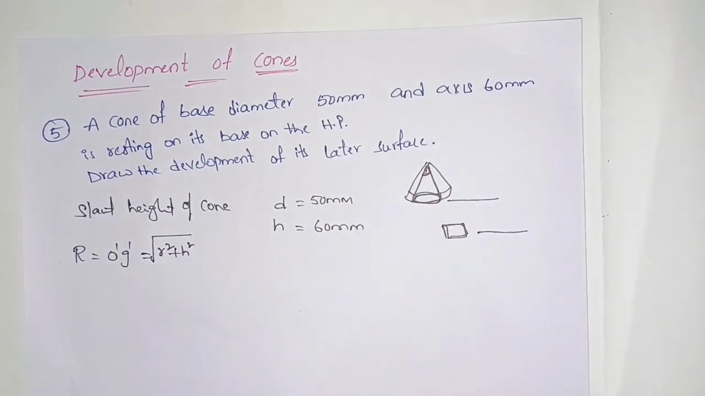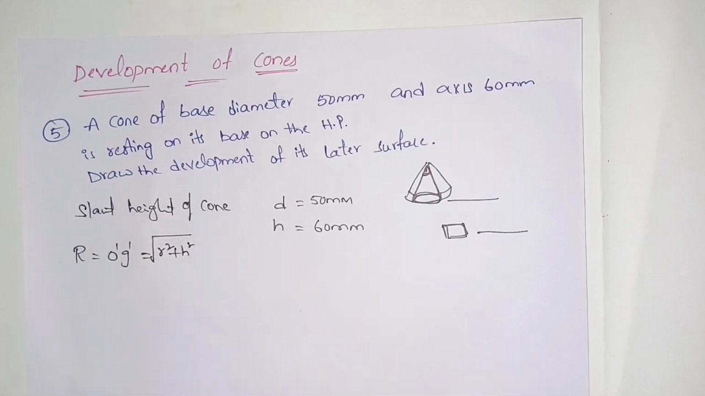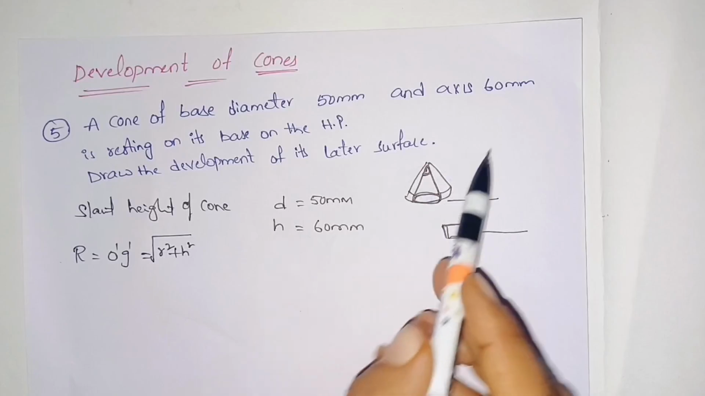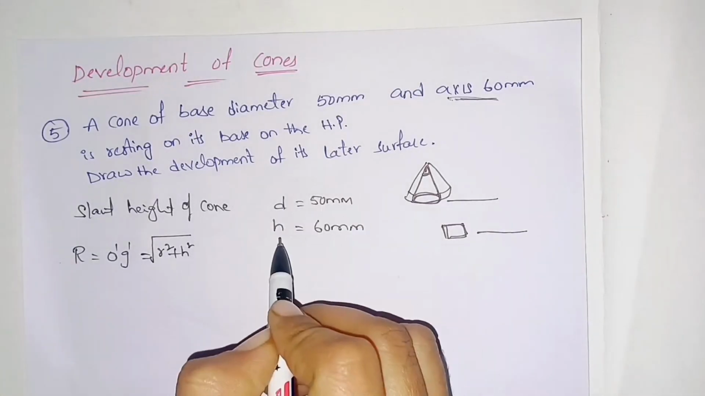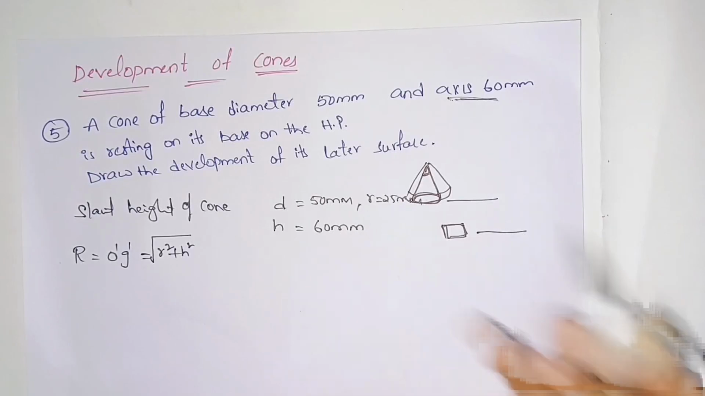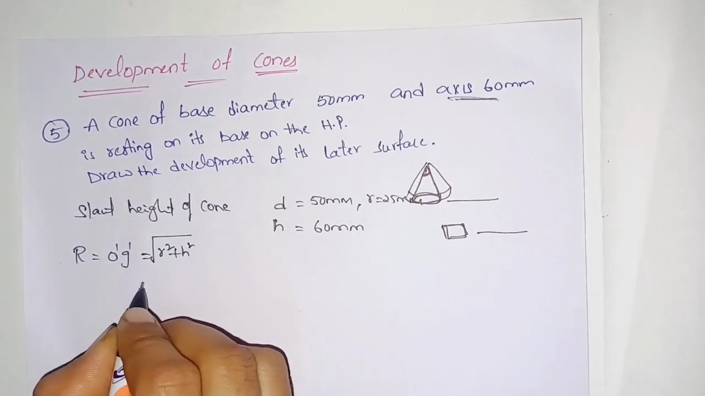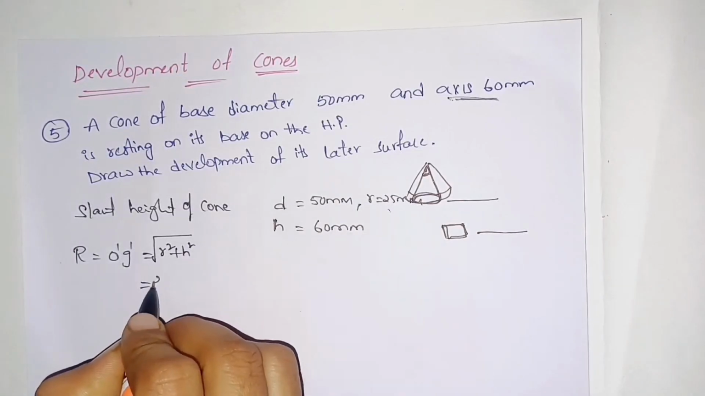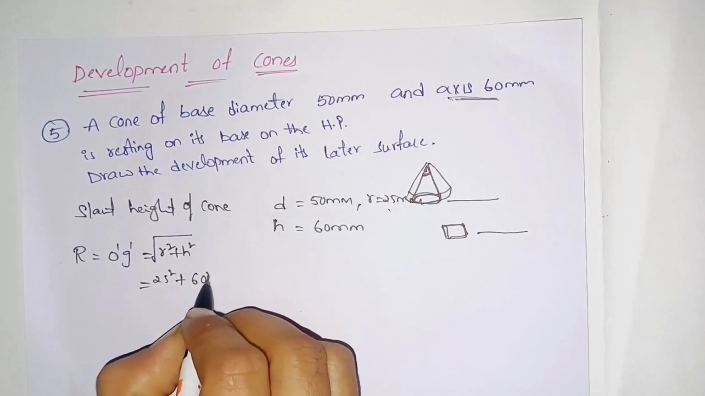That's why I introduced it from the first development of the prism. On that problem only I introduced the height, which is nothing but the axis. We denote the letter as h. That's why I introduced it from first onwards. So D is equal to 50 mm and h is equal to 60 mm, and here small r is equal to 25 mm and h is nothing but h. So here no changes.